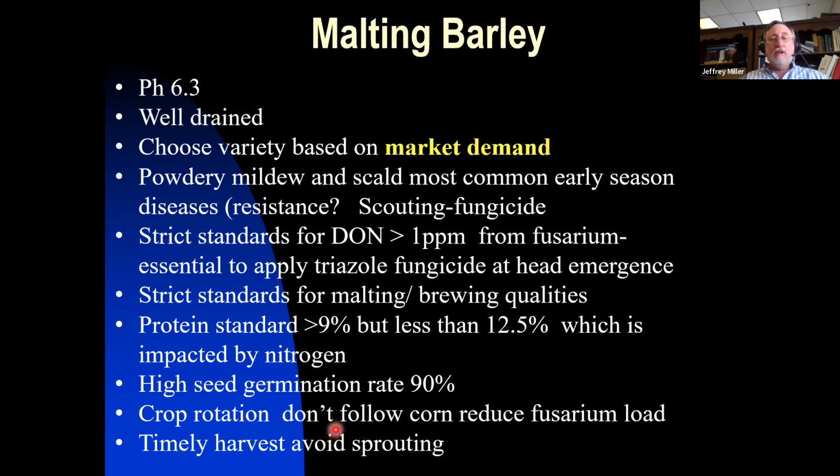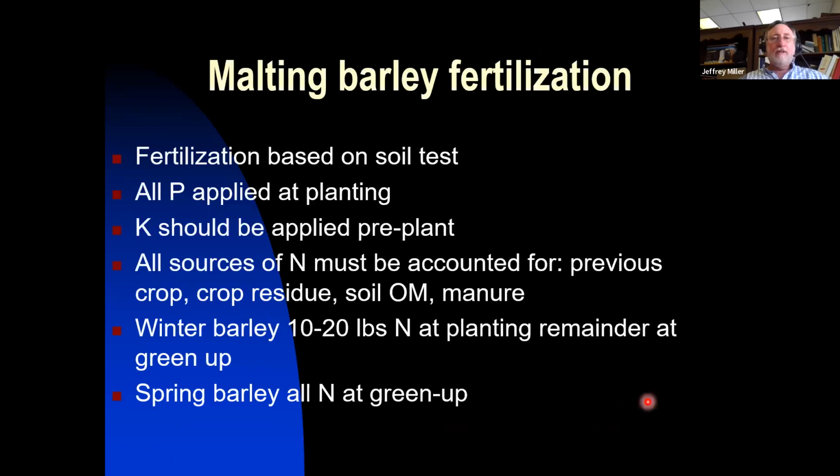Barley. So crop rotation is another important factor. Corn traditionally is going to have some level of that Fusarium disease. So if you can set up your rotation so that malting barley is not following corn production, that's going to help you out as far as disease management.